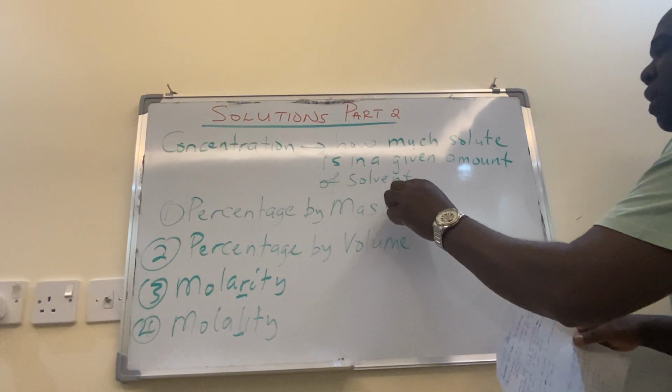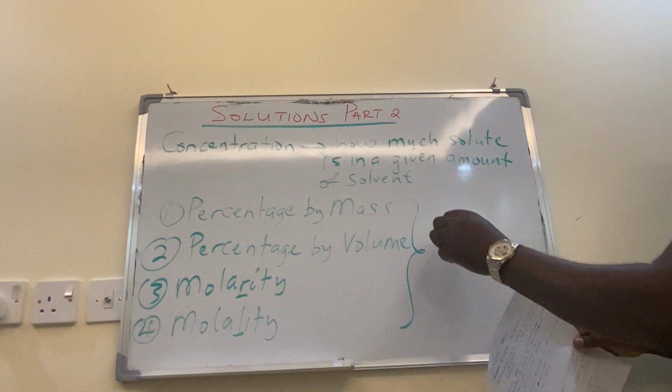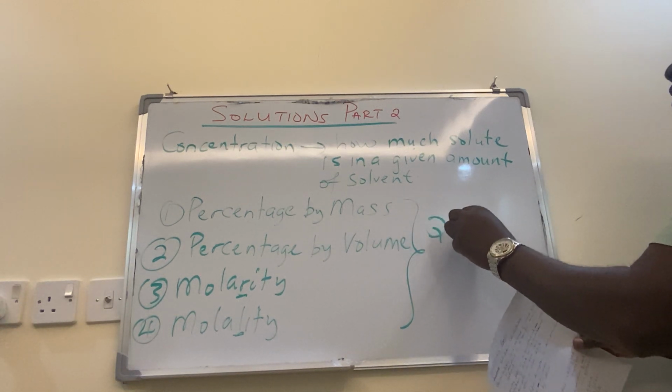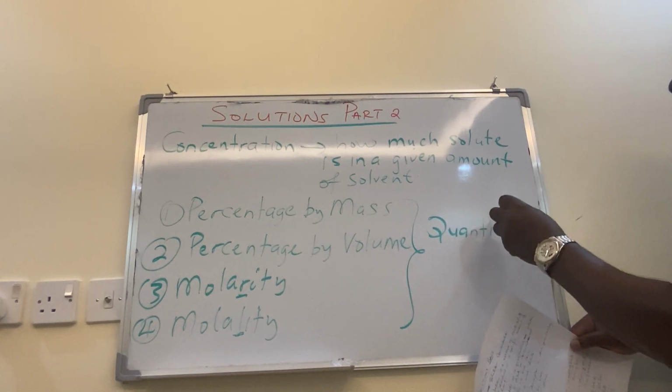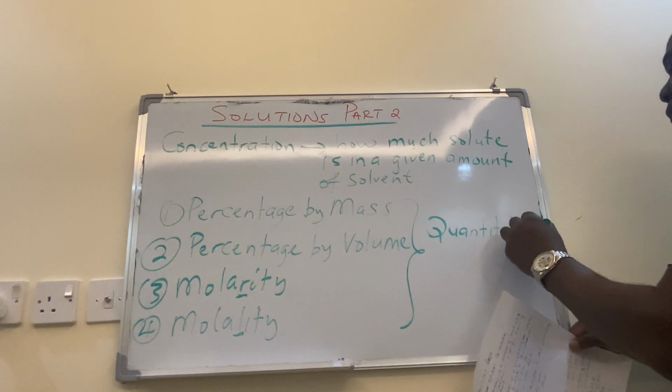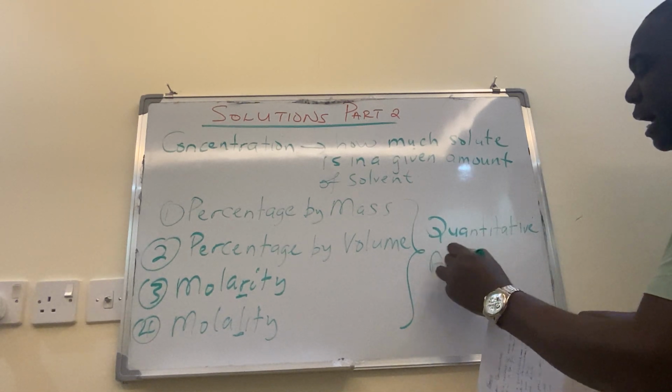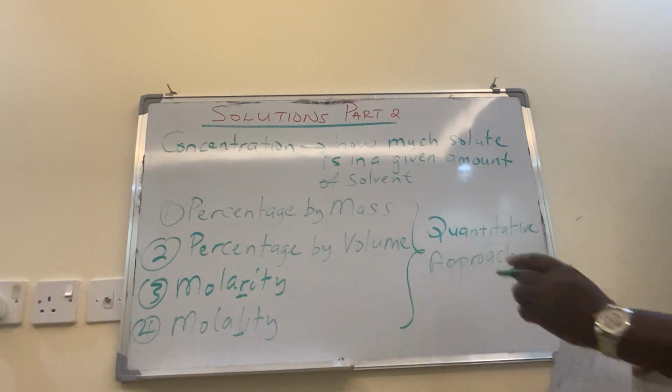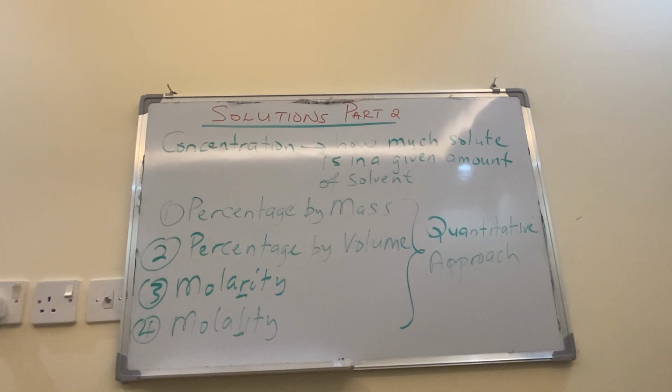So what are we talking about? Number 1 up to 4. These ones give us a quantitative approach, and as such, we could actually be asked questions like: what is the percentage by mass of this solution? Express the concentration as percentage by mass. Express the concentration as percentage by volume. Express the concentration in terms of molarity.